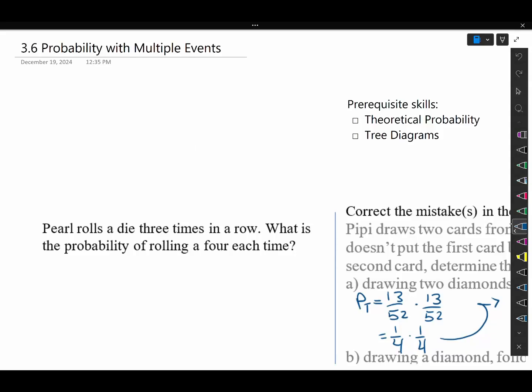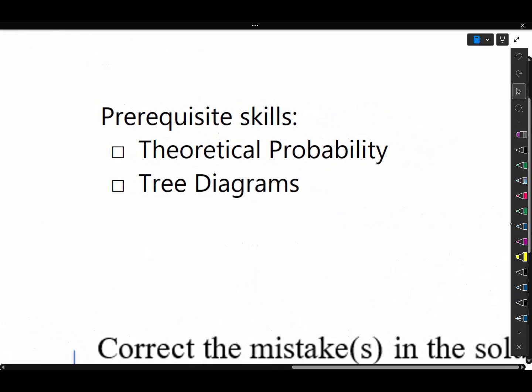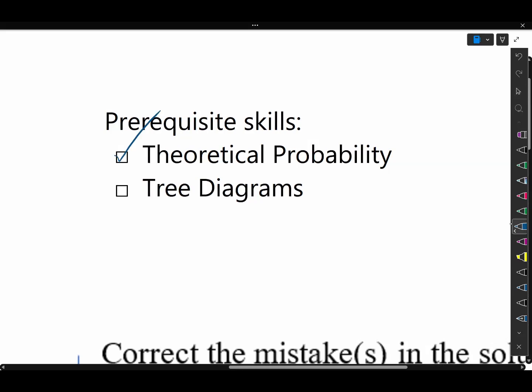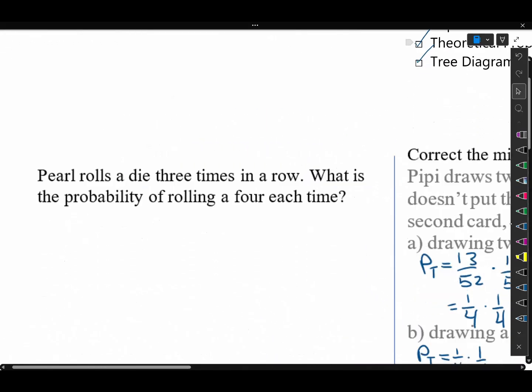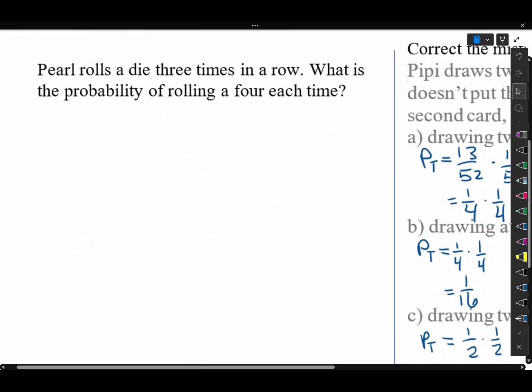Alrighty, so we're working here in section 3.6, probability with multiple events. This is suitable for grade 11 students. We're relying on our prerequisite skills, the theoretical probability knowledge that we've already practiced, and tree diagrams that we have already learned as well. Now, we'll work here with Pearl rolling a die 3 times in a row.